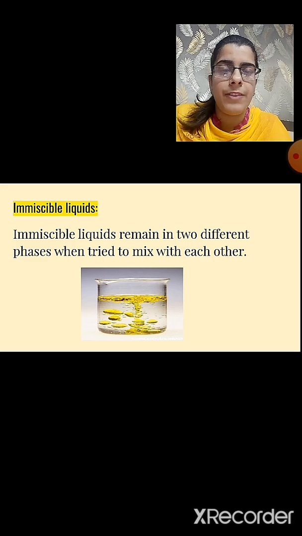When we add salt in water, what happens? Salt gets dissolved in water. Similarly, when two liquids mix in water, they are known as miscible liquids. We have also seen the example of sand in water. Does sand get dissolved in water? No. Similarly, oil also does not dissolve in water, it floats on the water.